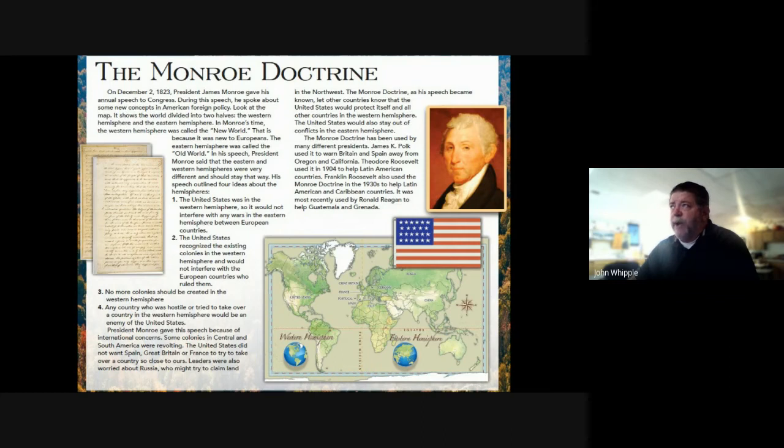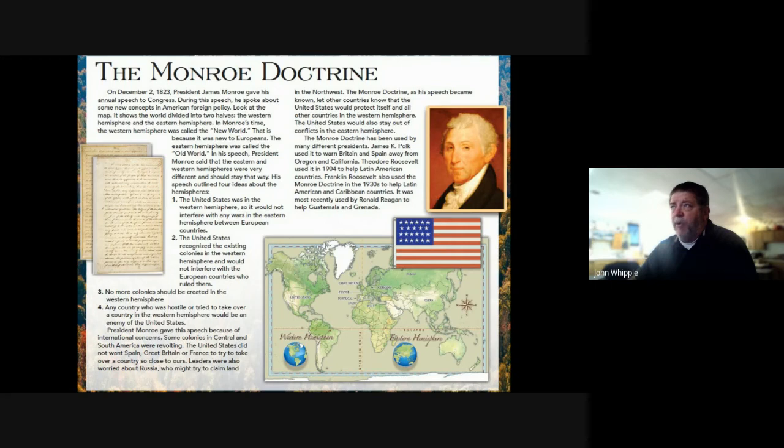The Monroe Doctrine, as his speech became known, let other countries know that the United States would protect itself and all other countries in the Western Hemisphere. The United States would also stay out of conflicts in the Eastern Hemisphere. The Monroe Doctrine has been used by many different presidents.